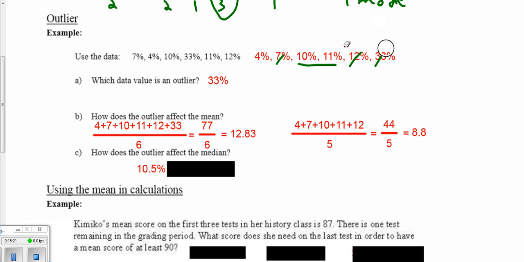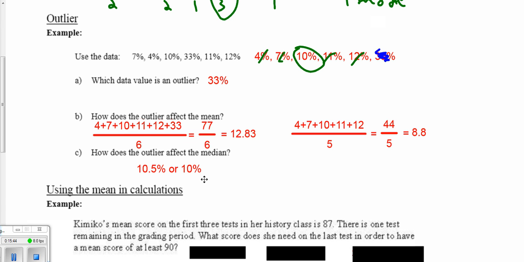Let's say we didn't include 33. We're going to get rid of it. Now let's find the median. 4 and 12, 7 and 11, and we'd have 10 then. So we can either have 10.5 or we can have 10. So in that case, it looks like the outlier really doesn't affect the median that much.